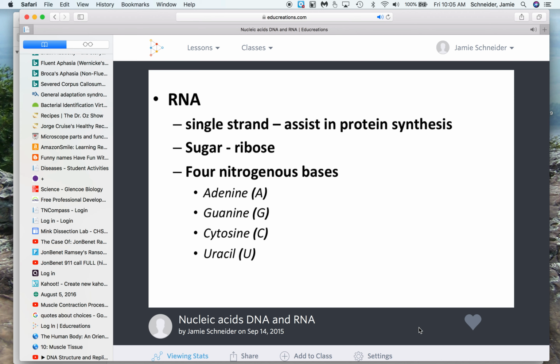RNA is single-stranded and helps build proteins from the DNA instructions. The sugar involved is ribose, which is also a pentose, and it has four nitrogenous bases: A, G, C, and U. Again, A always goes with T in DNA, but here it goes with U, uracil. Guanine always goes with cytosine. Remember, the purines and the pyrimidines match together, so these two always go together in RNAs.